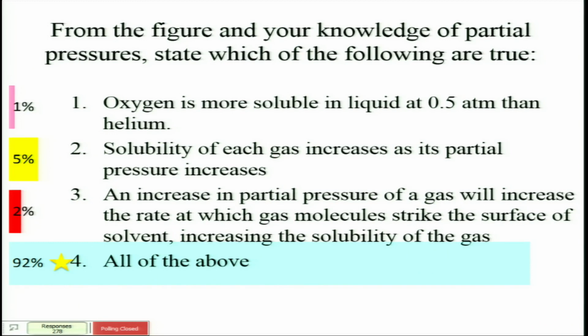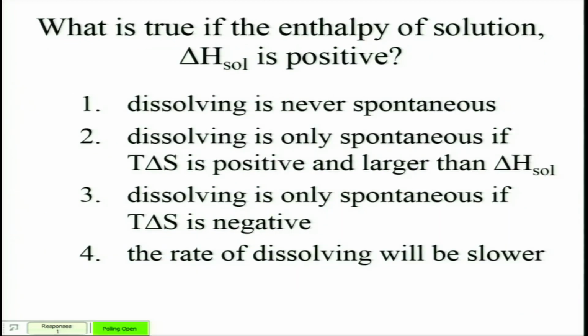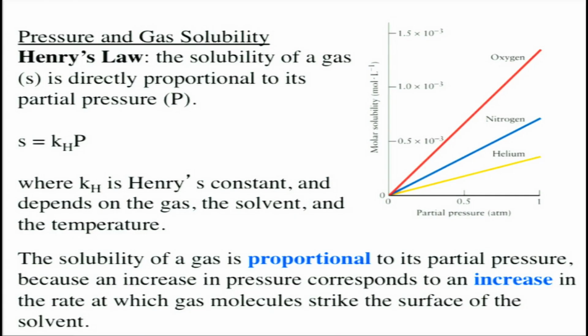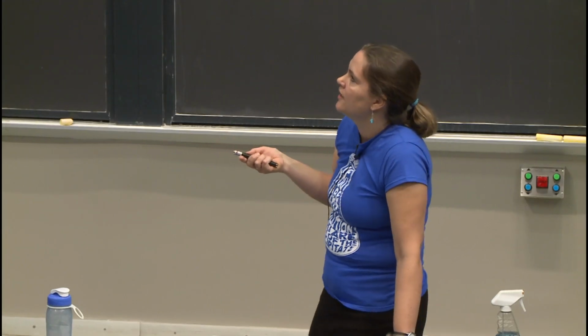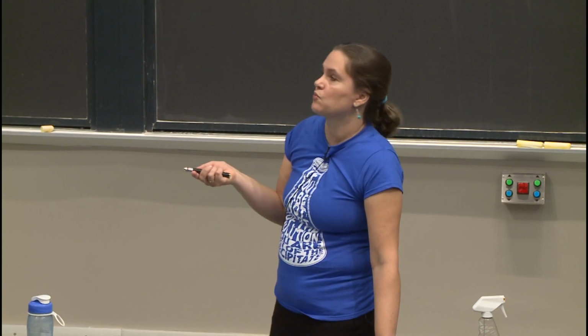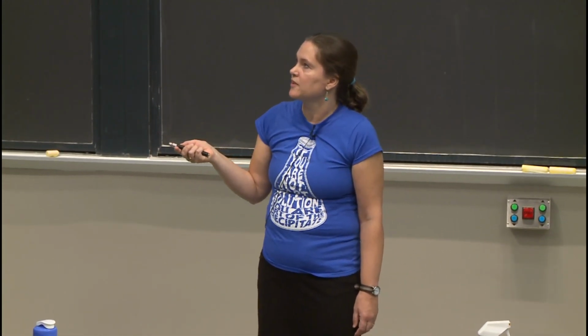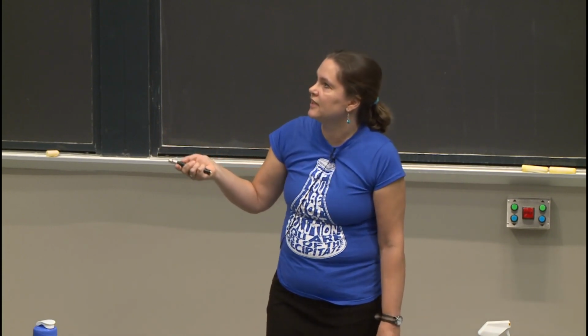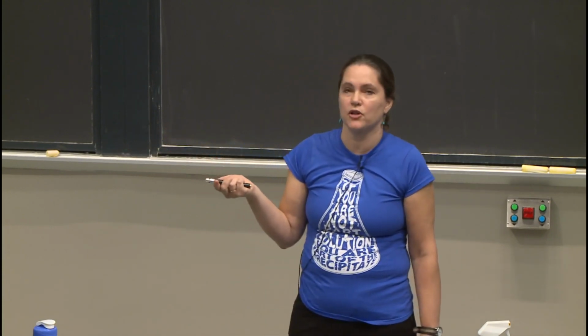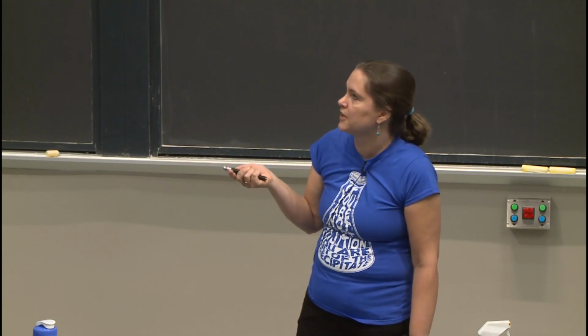So let's just take a look at that. One of the clicker questions was just getting you to read the graph. It was asking, say, at 0.5 atmospheres, oxygen is more soluble than helium. This is molar solubility versus partial pressure. At 0.5, sure enough, oxygen is more soluble. So that was just reading the plot. The other one was just interpreting Henry's law again, that solubility would increase as partial pressure increases. You can see that from the equation.